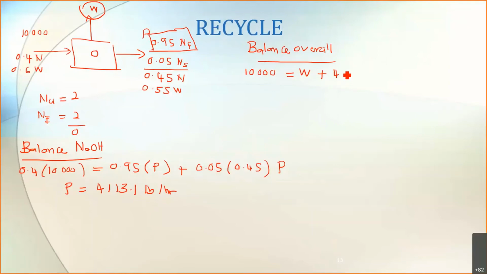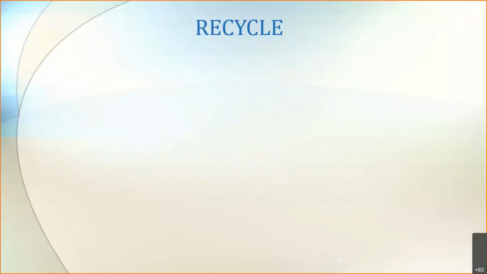So 4113.1. So I can find the value of W is equal to 5,886.9 pound per hour. So this is the value of W, which is the first information that we were supposed to find. The next thing we want to find is the value of R. Now, if we look back at our overall process flow diagram, the whole diagram, we can see that R is actually related to system number 2 and system number 4.